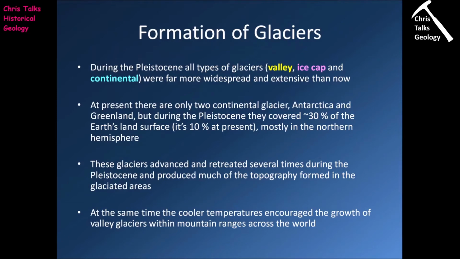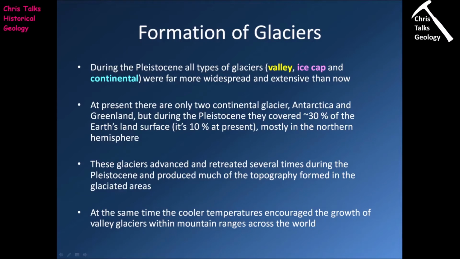Okay, so now of course we actually need to think about the formation of glaciers. During the Pleistocene, all types of glaciers, so valley glaciers, ice caps and continental glaciers, were far more widespread and extensive. That's not a huge surprise. At present, we only have two continental glaciers, the continental glaciers that cover Antarctica and the continental glaciers that cover Greenland.